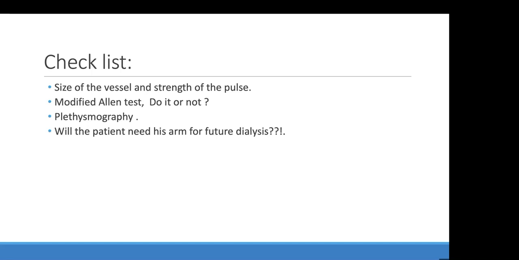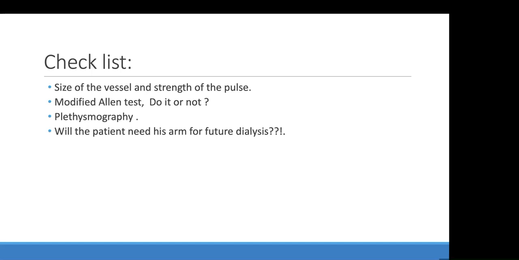I think I'm going to go radial, because I think the morbidity associated with femoral is far more than an abnormal Allen test. The other question that you should ask yourself about is the patient. If the patient is young and he's going to need a fistula, damaging the radial artery can maybe hinder his future use of forming a fistula.